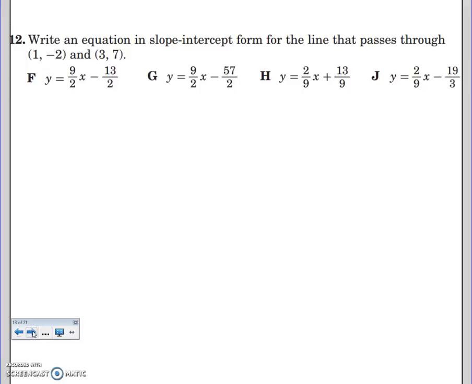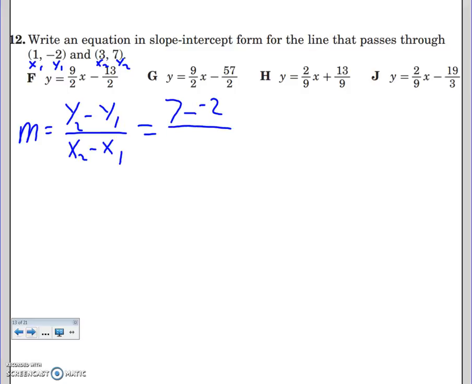Alright, 12. Write an equation in slope-intercept form for a line that passes through those 2 points. I always need a slope, so I gotta find the slope first. So slope formula, y2 minus y1 over x2 minus x1. I'll fill it in. So y2 is 7 minus y1 is -2 over x2 is 3 minus x1 is 1. Minus negative makes it positive. 7 plus 2 is 9. 3 minus 1 is 2. That's my slope. Once you have the slope, you pick a point. It doesn't matter which one.